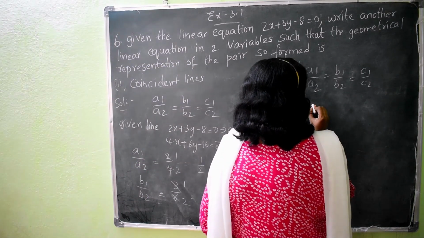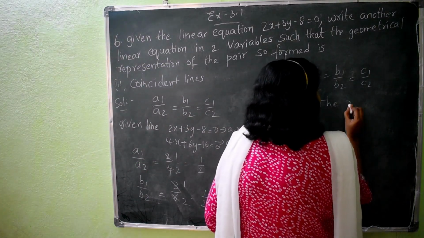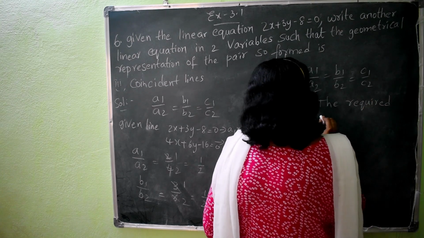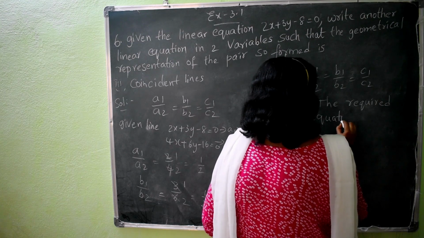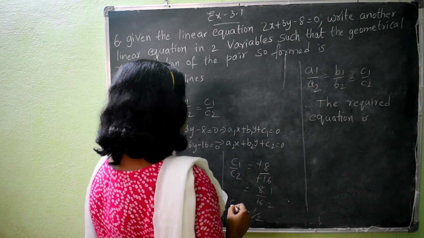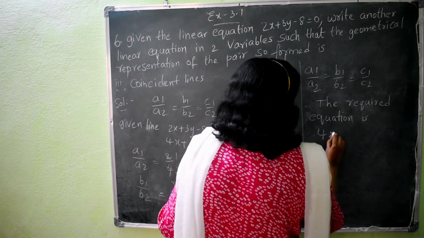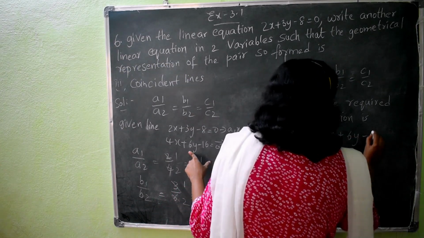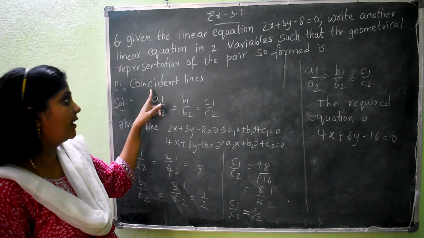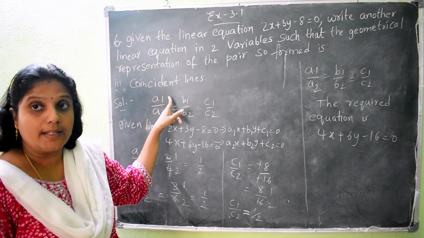Therefore, they are coincident lines. Therefore, what is the required equation? 4x plus 6y minus 16 equal to 0 is the required equation which satisfies the condition that the lines are coincident lines.